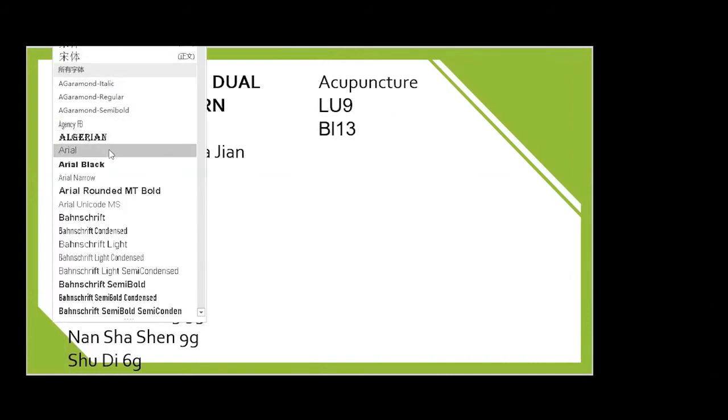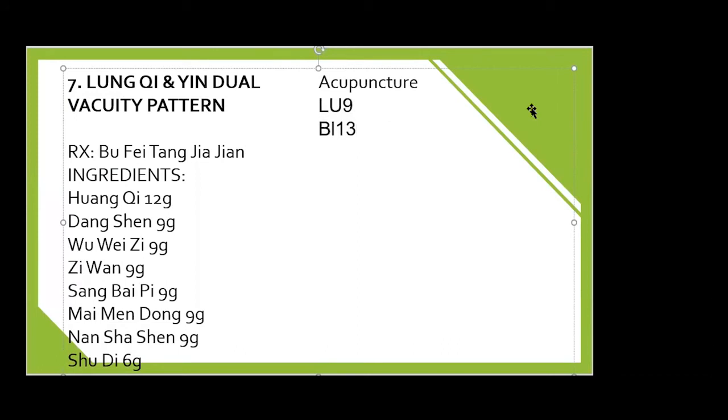And we can also use other points to tonify qi, like Stomach 36, and even Ren 6 and Ren 4. Ren 4 is pretty good for tonifying qi. So that's for the patient with lung qi deficiency.